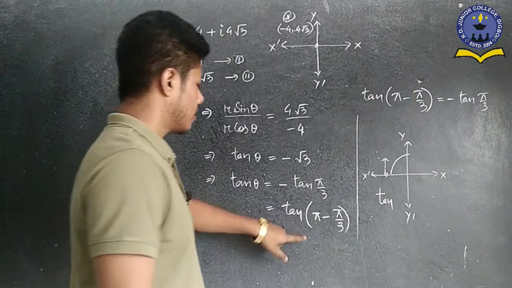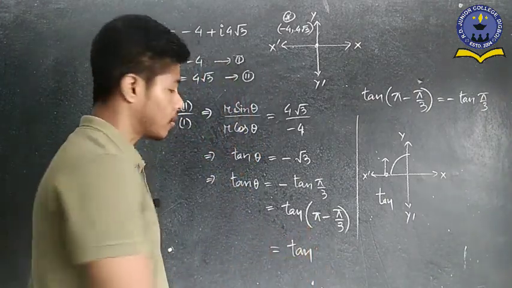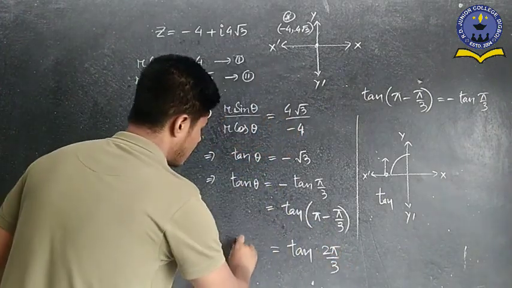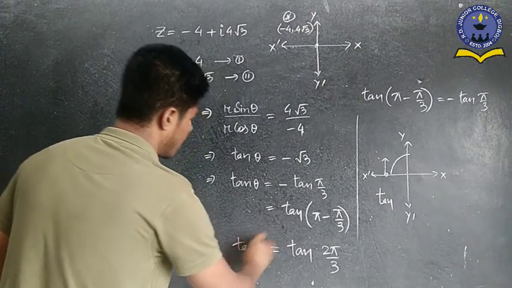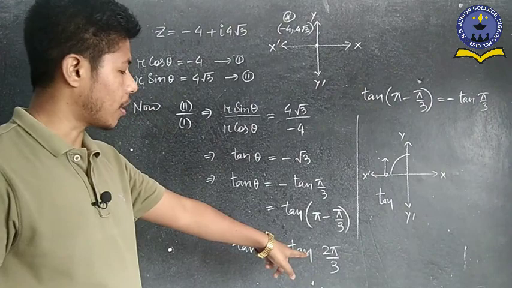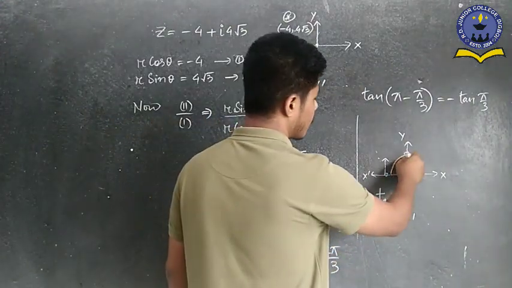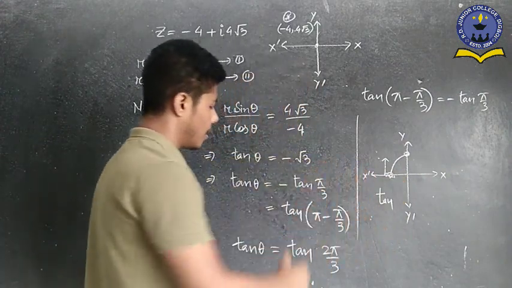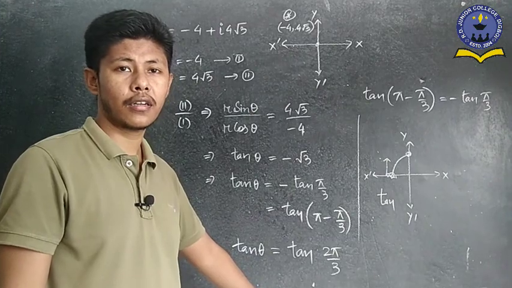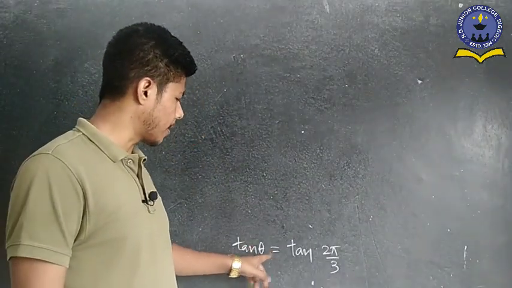Is it clear? So now if we calculate this one, pi minus pi by 3 means we can write here 2 pi by 3. So tan theta equals tan 2 pi by 3. 2 pi by 3 means how much here? 120 degrees, isn't it? So 120 degrees lies in between pi by 2 and pi. So that means our angle is correct here. Is it clear? Okay.